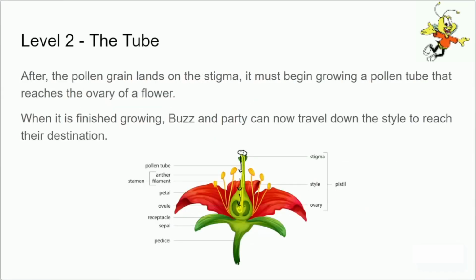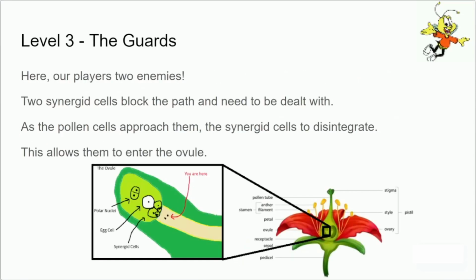Level 2. The Tube. Here, Buzz and his friend must begin their trip to the ovary. To do this, the pollen tube begins growing down the style of the flower from the pollen grain. When it is complete, the two pollen cells are able to travel down into the ovary.